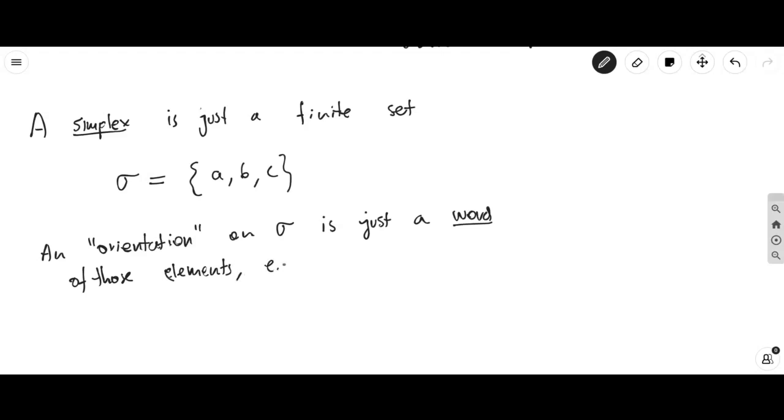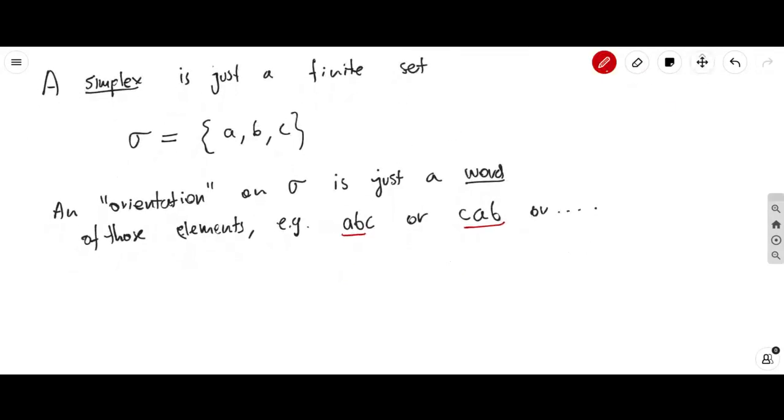So for example, you can have the letters A, B, C, or you can have C, A, B, and so on. So words, right? This is a word, that is a word. So you have to put them in some kind of order. You put them in some kind of order, that's where orientation comes in. And then we say two words are equivalent.